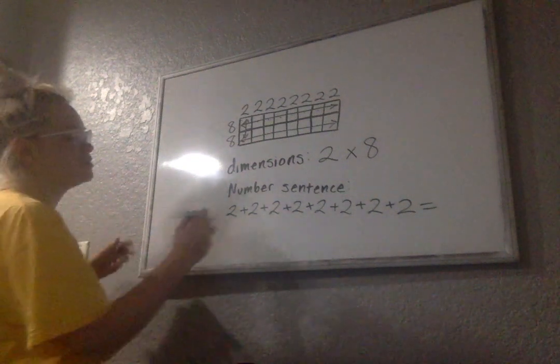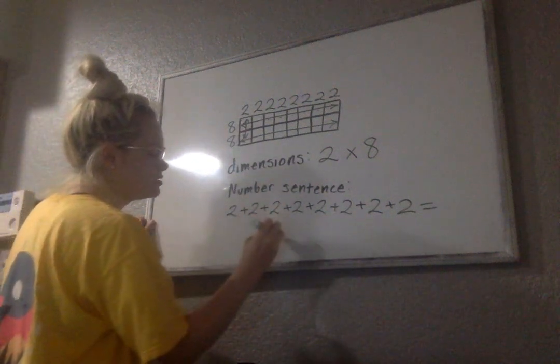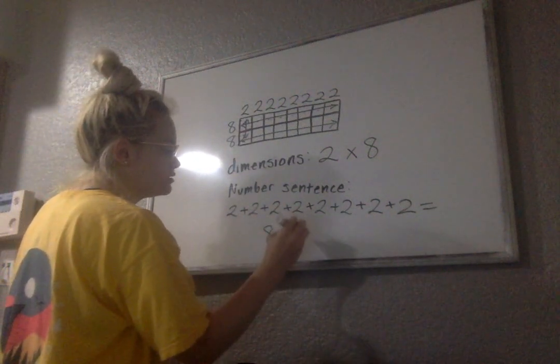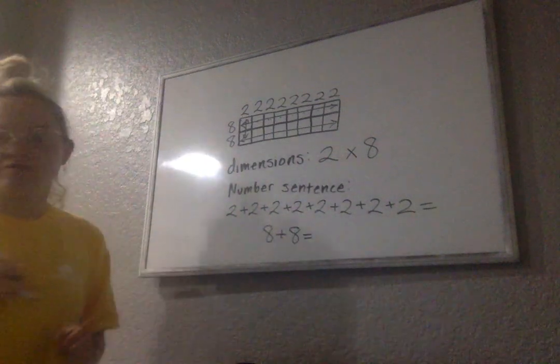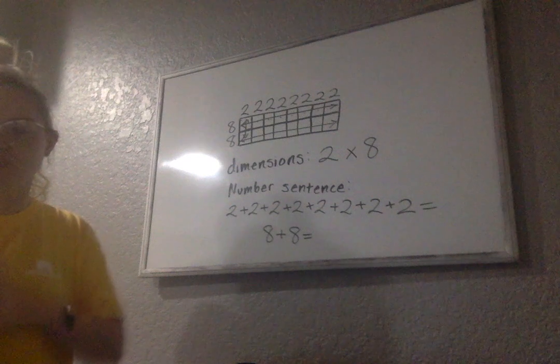Well, what if instead of having to do all these 2s, I could just put, look, I only have 2 8s right here. I could just go 8 plus 8. It's an even smaller equation I could have written out. So you can even write it like that too, friends.